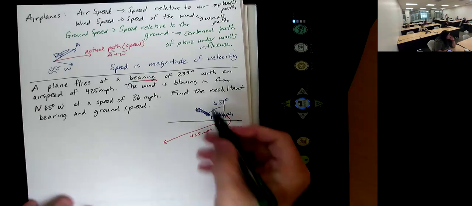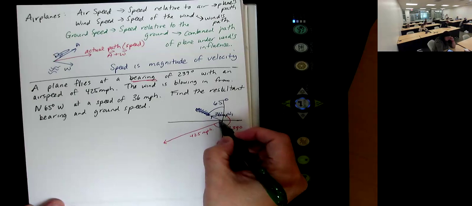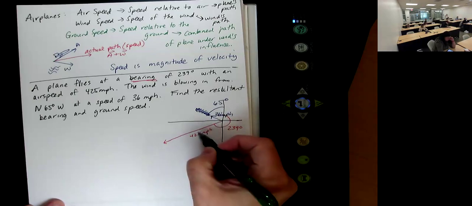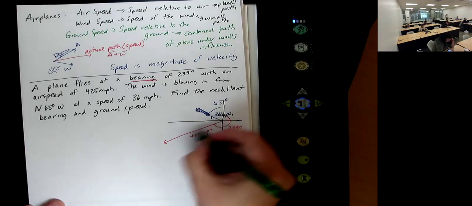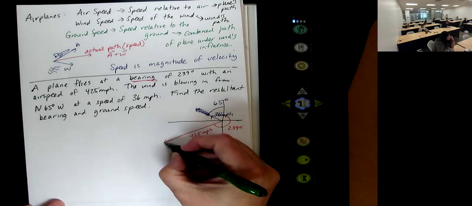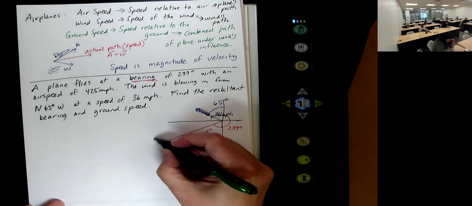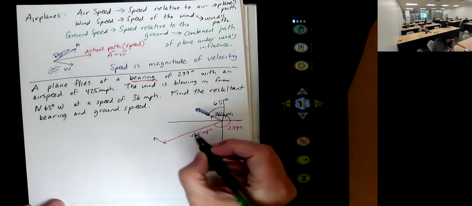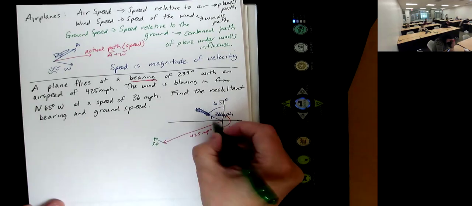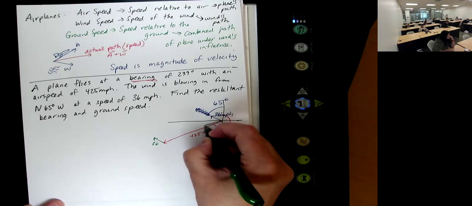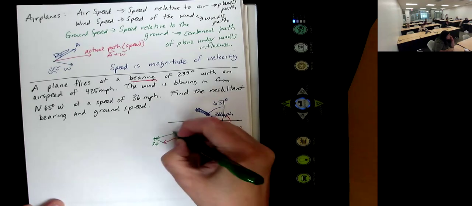What we're looking for is the ground speed vector, which is going to add these two together. So I'm going to move this and do a tip-to-tail thing here, and sketch it like this. That's our 36 as well. And this is our ground speed vector.